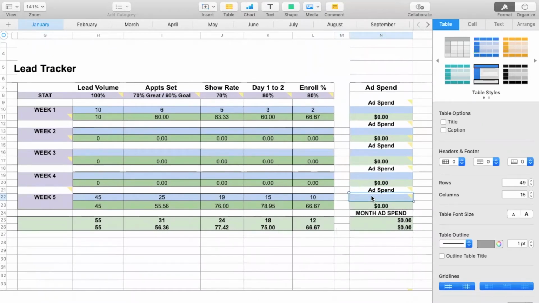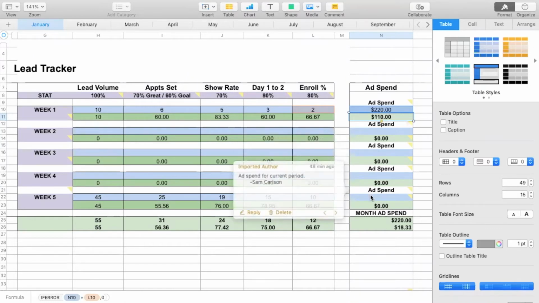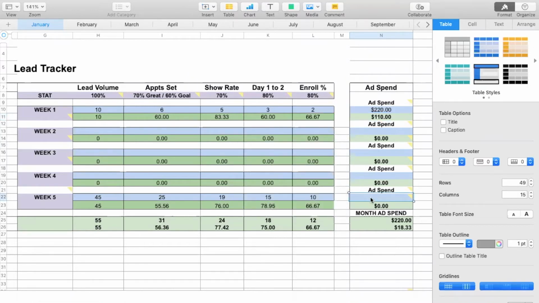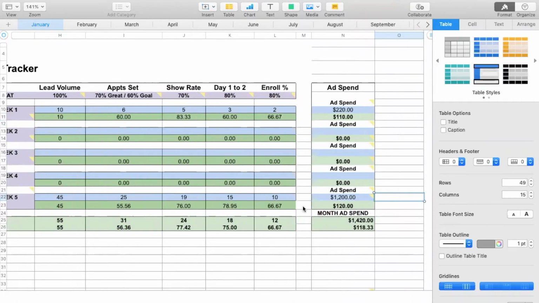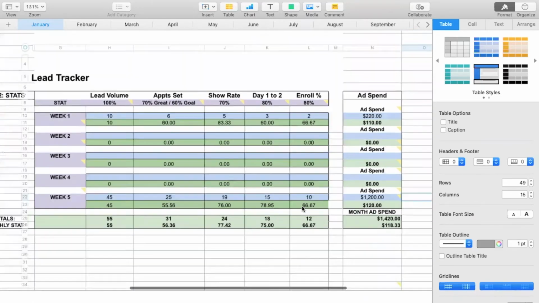Over here, we need to input a number. Once again, these all add up. So we're going to say 10 leads, we spent $220. And I'll tell you why. The reason I'm saying $220 is because our average lead cost for chiropractic is right around $22. So we took 10 times $22, and that is the ad spend for that week. And actually, let's say this makes our lead cost a little higher, but it's going to give us some cool numbers.